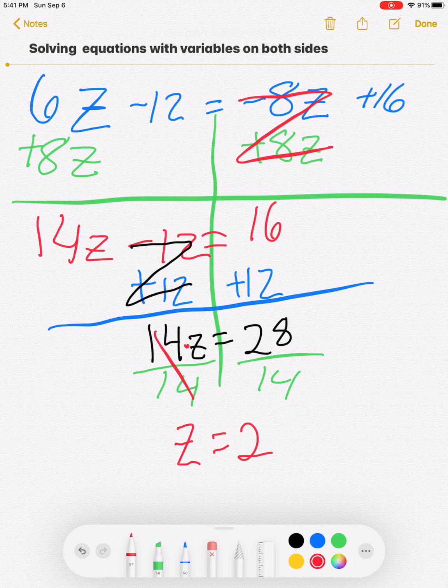So that is how we work our solving equations with variables on both sides.